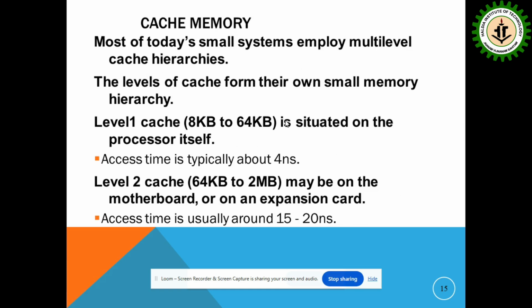Most of today's small systems employ multi-level cache hierarchies. The levels of cache form their own small memory hierarchy. Level 1 cache, from 8 kilobytes to 64 kilobytes, is situated on the processor itself. Access time is typically around 4 nanoseconds. Level 2 cache, which ranges from 64 kilobytes to 2 megabytes, may be on the motherboard or on an expansion card. Access time is usually around 15 to 20 nanoseconds.